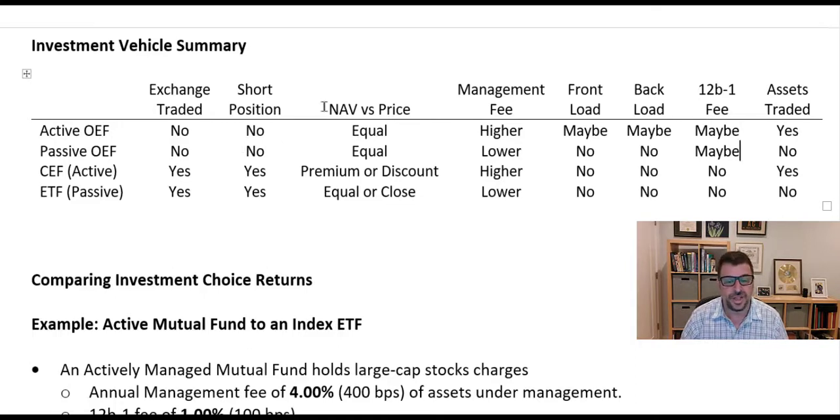The net asset value relative to the price: the open-ended fund will issue and redeem shares each day at the NAV, so the price is always exactly equal to the NAV, at least once a day. The closed-end fund is likely to trade at a large premium or discount for reasons we spoke about earlier. And the ETF, because of the authorized participants, is likely to trade at a price equal to or very close to the NAV. So what about management fees?